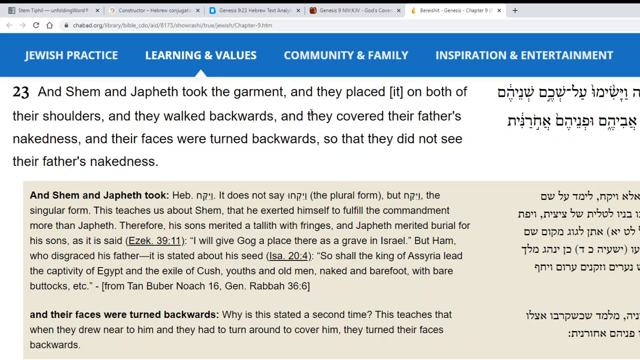Chabad: and Shem and Japheth took the garment and they placed it on both their shoulders, and they walked backwards, and they covered their father's nakedness, and their faces were turned backwards, so that they did not see their father's nakedness. Right?